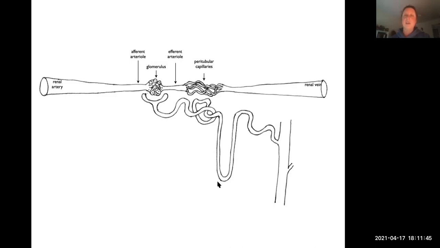So this is where the sorting takes place. We have an exit point for almost everything, unless it's too big to get out of the glomerulus. And then we have a re-entry or reabsorption point at the peritubular capillaries, where we bring useful substances back into the blood so that we don't lose them in the body.